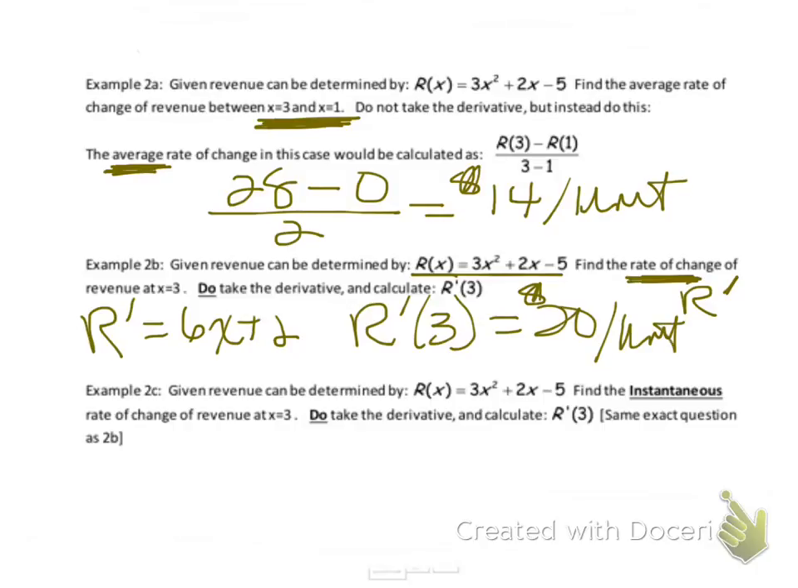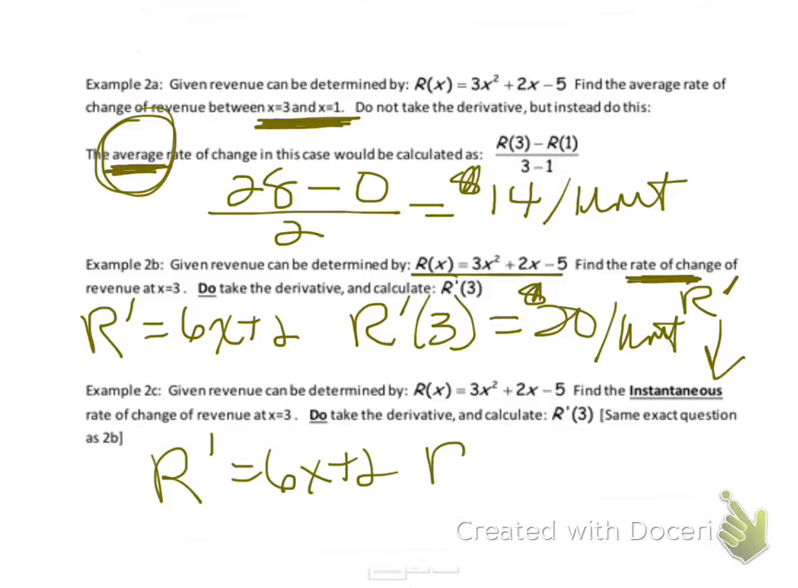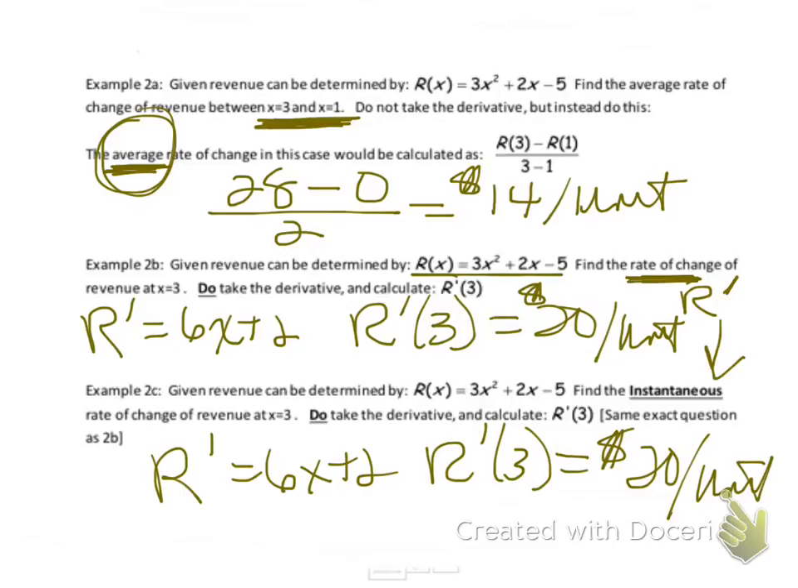Example 2c. Given revenue can be determined by this, find the instantaneous rate of change. Instantaneous is also r prime. The only thing that's not r prime is average rate of change. So I would do the exact same thing here: get the first derivative. It's the exact same question, and I would expect the exact same answer, which I get. So forever and ever, keep average rate of change and rate of change separate in your mind. Let's go on to the next page.